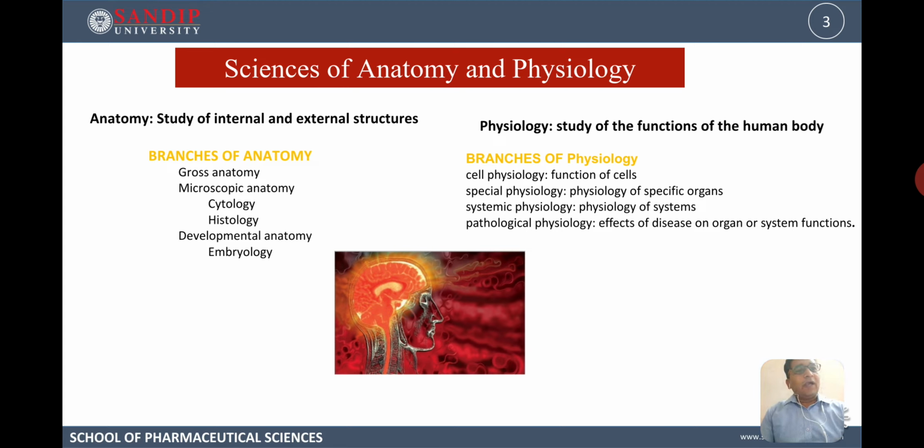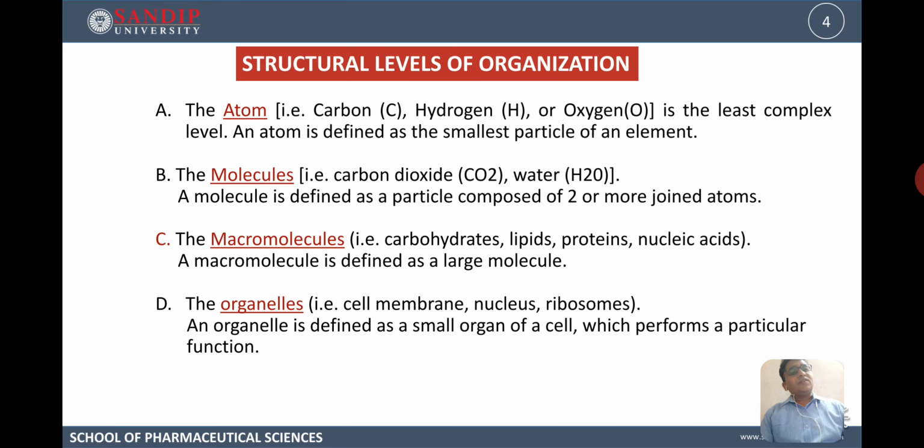The next point is the structural level of organization. What is that? It means how the body is built up, how our human body gets built up. So the first one is the atom. Atom is simply the smallest particle of an element. For example, carbon, hydrogen, oxygen. These are the least complex, and simply these are atoms. These are the small atoms.